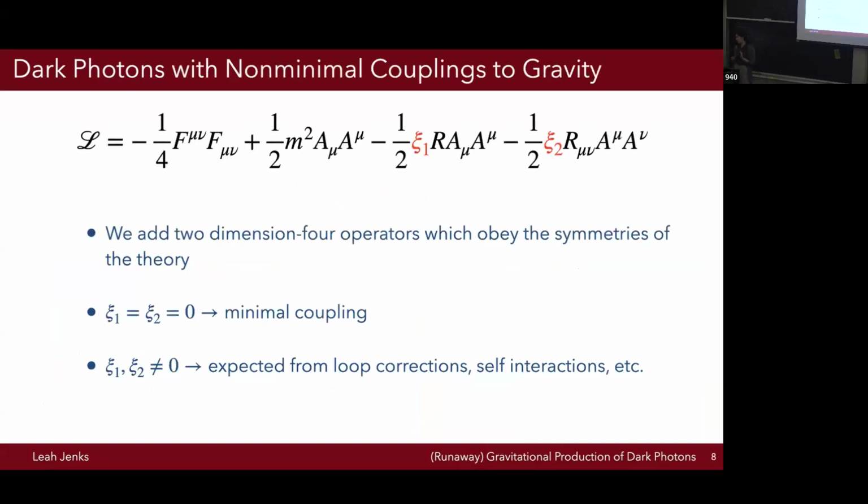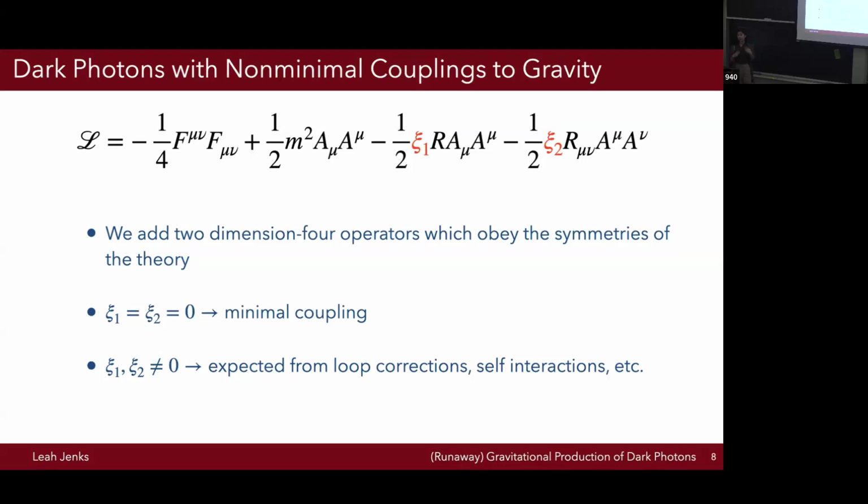But we can also add non-minimal couplings to gravity. So the action that I wrote down before, we call the minimal theory, minimally coupled to gravity. But we can also add these two additional couplings, which I will label with these parameters C1 and C2. So the two dimension 4 operators that I can write down that obey the symmetries of this theory are a coupling between A mu and the Ricci scalar, and then a coupling between A mu, A nu, and the Ricci tensor. So if I set these couplings to 0, I just get back the minimal theory.